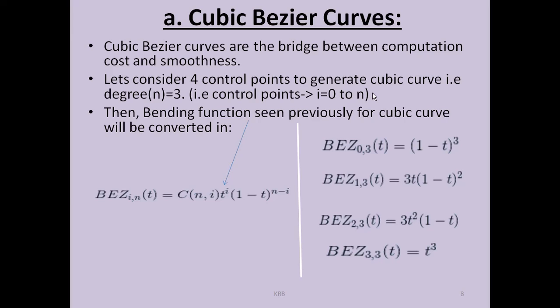That is, the degree of the polynomial function will be what? 1 less than the control point size. So n equals 3, that is degree equals 3. And here the control points will range from 0 to n, which are represented by the variable i. So n, that is degree equals 3, and control points, that is i, will range from 0 to n for the formation of the curve.